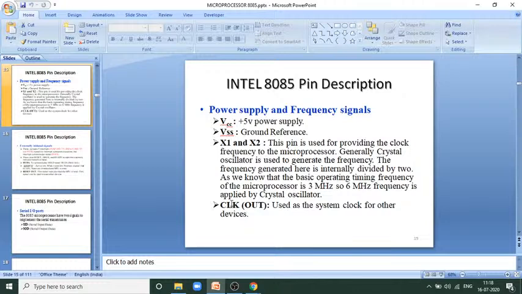These are to be operated or calculated by the clock signal. It is an output signal, that means the microprocessor will generate this clock out signal to other devices to inform them to be ready for the data transmission operation.